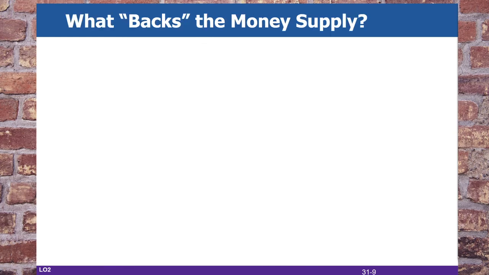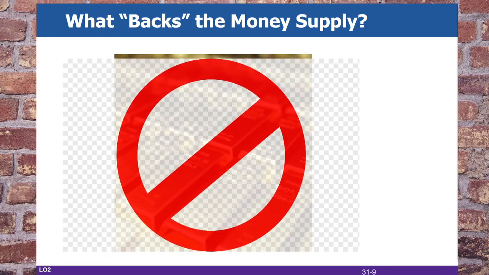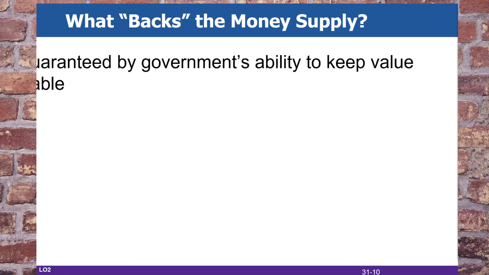Then the big question becomes, what backs the money supply? And the answer is gold. No, it's not. The money is not backed by gold. Money is backed by the government's ability to keep the value stable. What keeps the value of the money stable? A stable government.